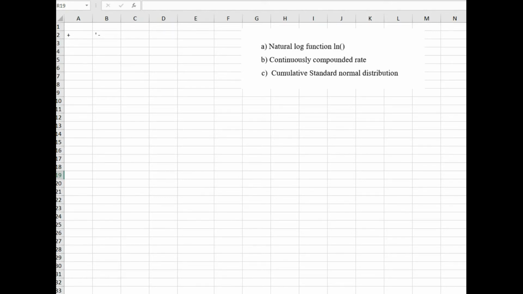The first one is called the natural log function, so Ln. The second one is continuous compounding rate. Suppose we are given the effective rate, how do we calculate the continuous compounding rate? For the option theory, the input rate is always continuous compounding. The last one is called the cumulative standard normal distribution.